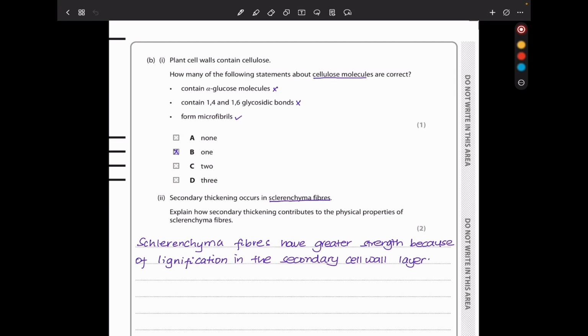Then in part B, they say plant cell walls contain cellulose. How many of the following statements about cellulose molecules are correct? Cellulose contains alpha glucose molecules. This is wrong. Cellulose only contains beta glucose molecules. It contains 1,4 and 1,6 glycosidic bonds. That is also wrong. And then forms microfibrils. This is correct. So the answer should be just one, which is B.